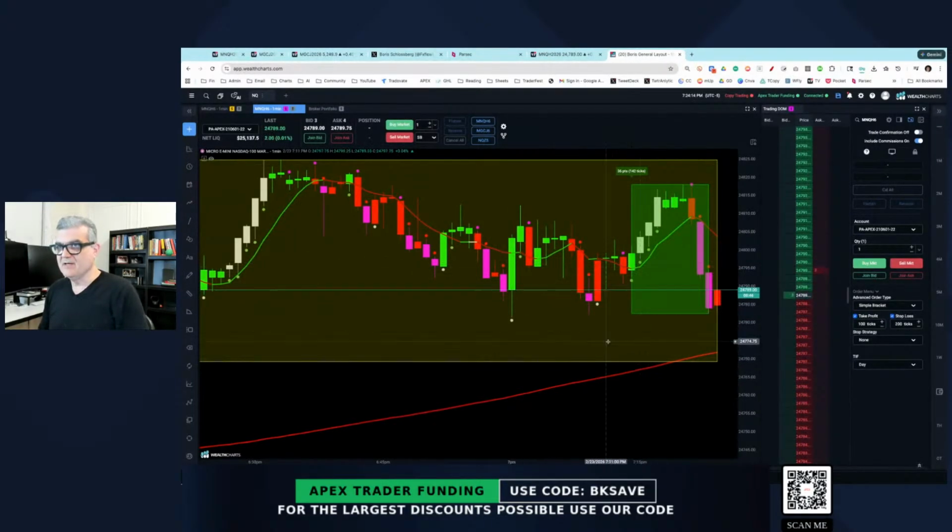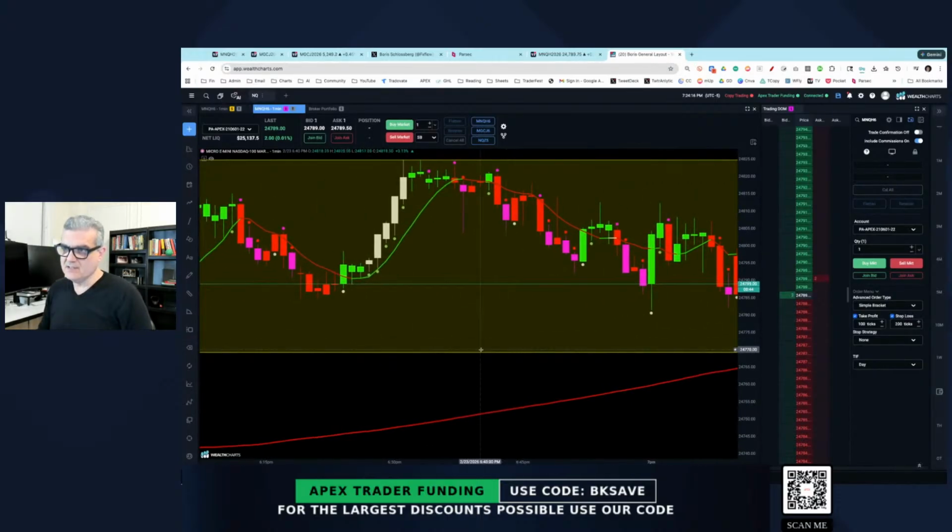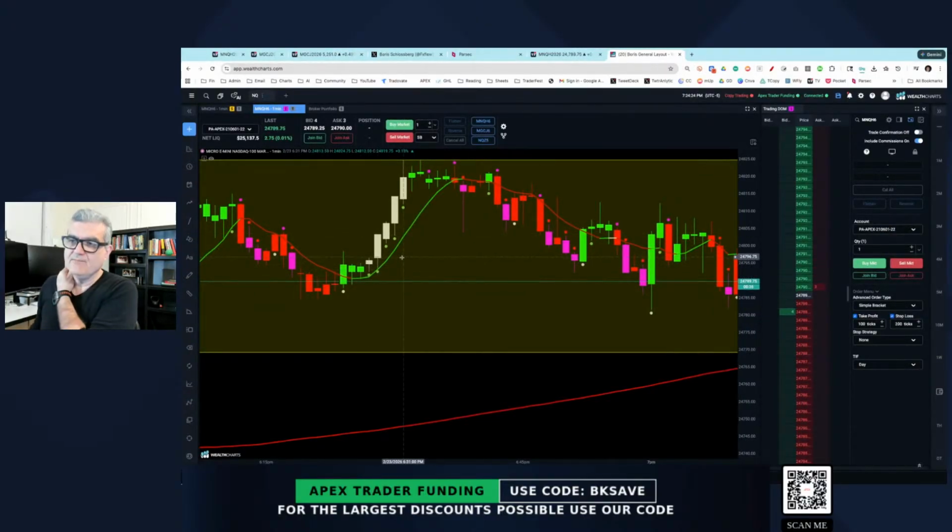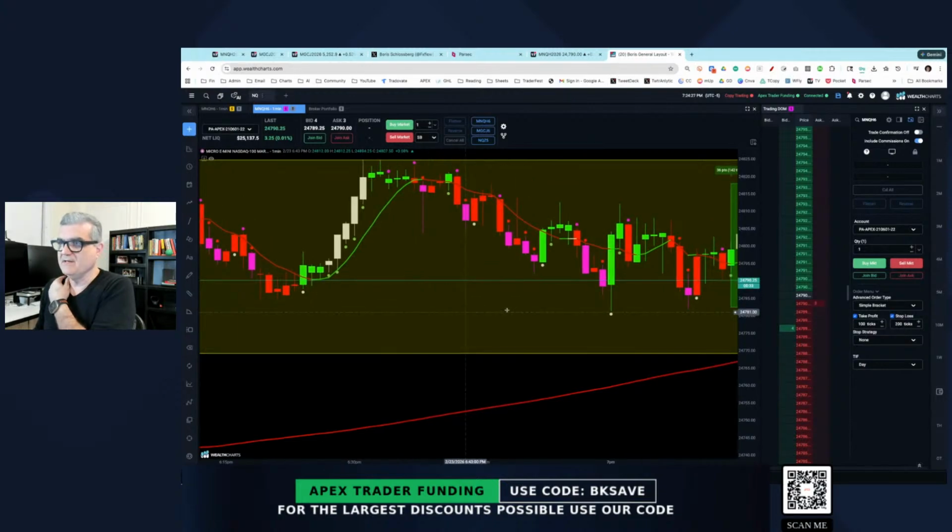If I'm coming in off the lows, here's another example. White dot. You want this green dot. Slope is green on both sides. Nice clean trade. White dot, green dot on a reversal is perfectly fine.